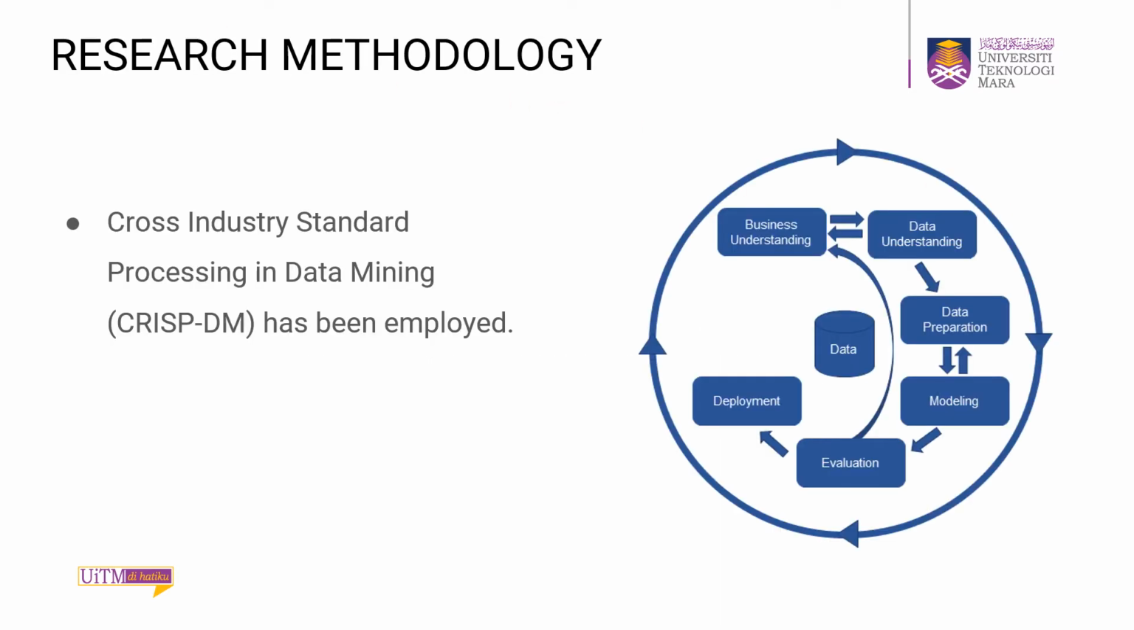I will proceed with the research methodology carried out for this project. We adopted the CRISP-DM methodology to perform the association rule mining. There are six phases in CRISP-DM: business understanding, data understanding, data preparation, modeling, evaluation, and deployment. Next, I am going to discuss what happened in each phase of CRISP-DM throughout the project.